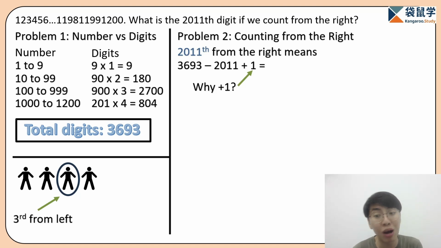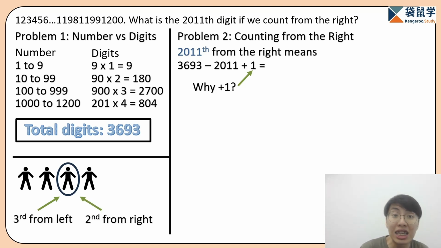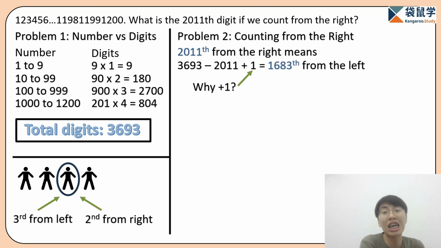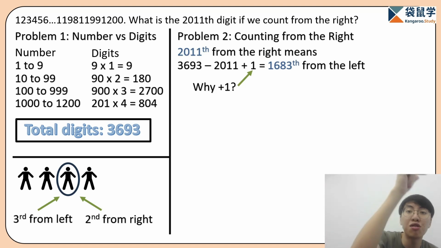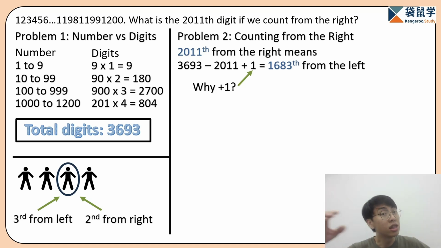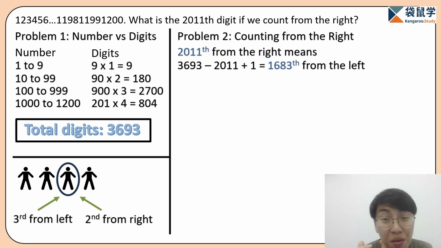No. So instead, what should we do? We realize that he is the 2nd place from the right. And essentially, for all of this calculation, we realize we still have to plus 1 more. And that gives us our answer of 1,683 from the left. Now I know that I need to count 1,683 people from the left, then this question becomes much more simpler.